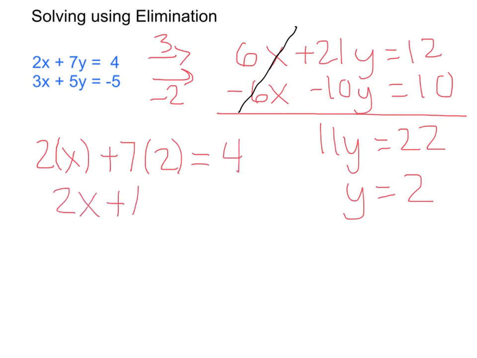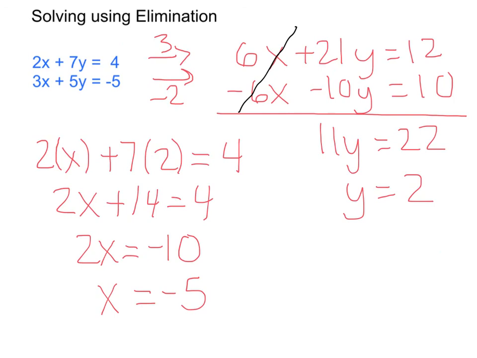2x plus 14 equals 4. 2x equals negative 10. x equals negative 5. So we have our coordinate point, negative 5, 2, and all we have to do is check our answer to make sure we are correct.